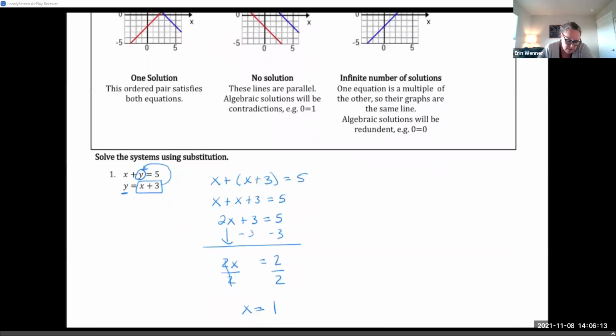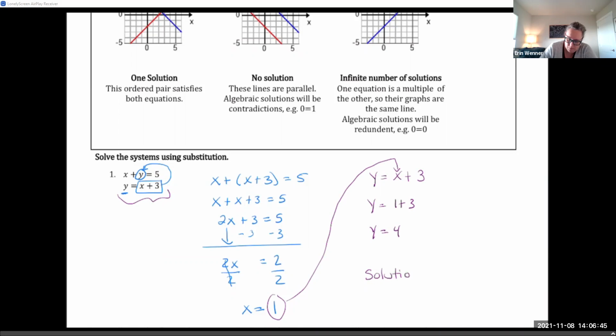So when we look at our two equations, we already have y isolated in this second equation, right? So if we use that second equation and we substitute 1 in for x, we can solve for y. So since we get a single number for x and a single number for y, that means our solution is the point (1, 4).